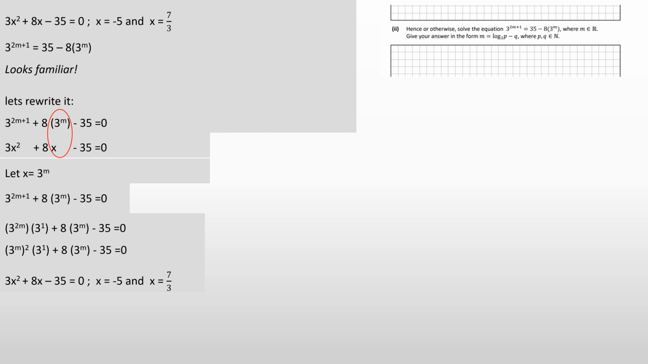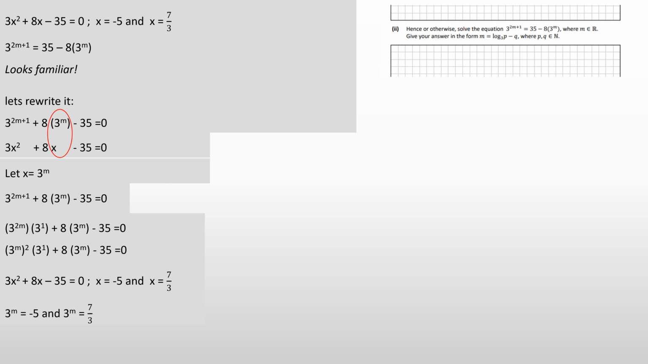So we already know that that equation will give us the solutions x equals minus 5 and x equals 7 over 3. Because x and 3 to the power of m are the same thing as we said at the top there, where we said let x equal 3 to the power of m, we can then confidently say 3 to the power of m is equal to minus 5 and 3 to the power of m is equal to 7 over 3, right? So we solved for the 3 to the power of m. Remember, the goal is to solve for m. If you look at the question, they want m.